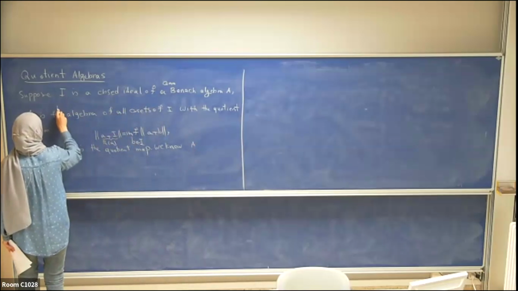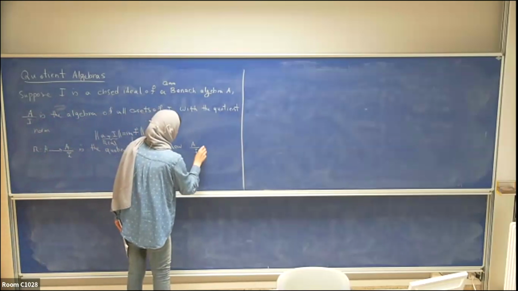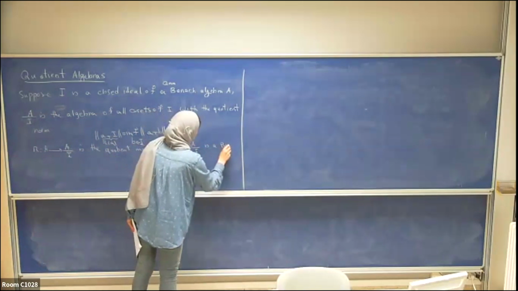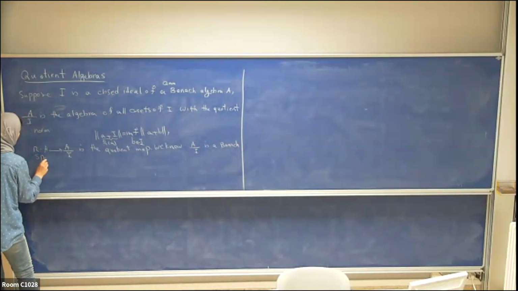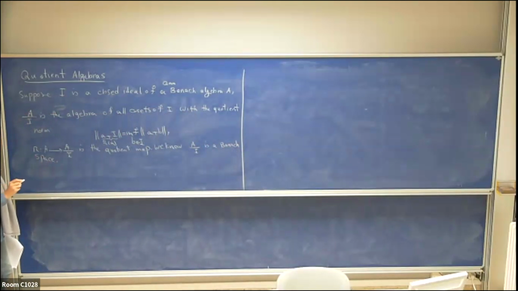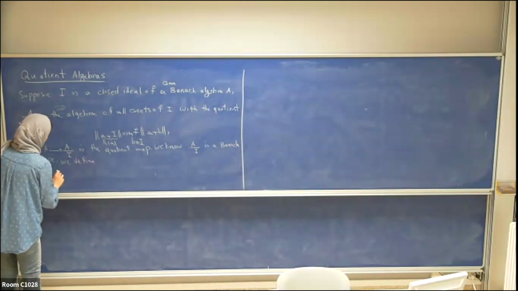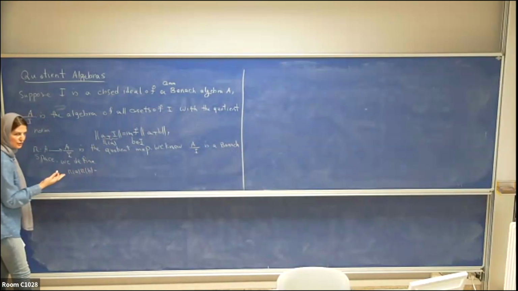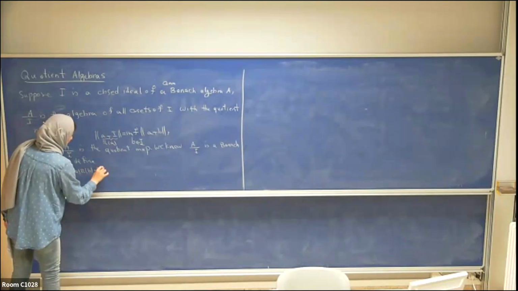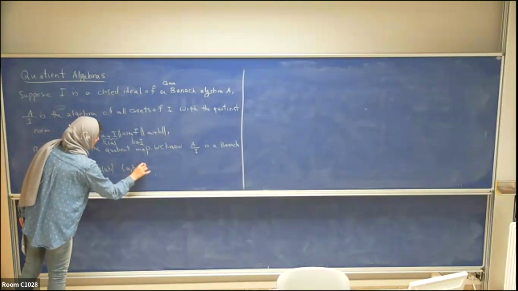We know that A over I is a Banach space with the quotient norm. I want to make it a Banach algebra. To make it a Banach algebra, first of all, I need to define a multiplication. We define multiplication as follows. P of a multiplied by P of b is, in a natural way, defined as P of ab, for each a and b.